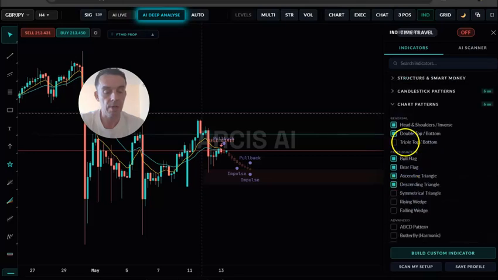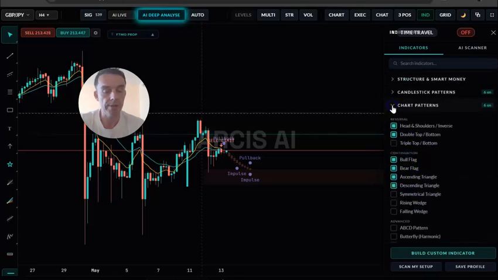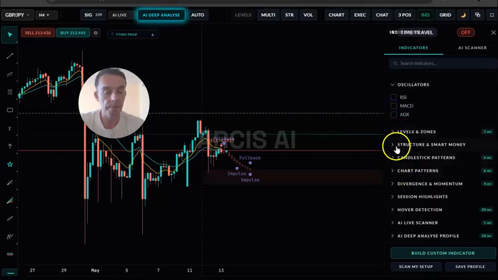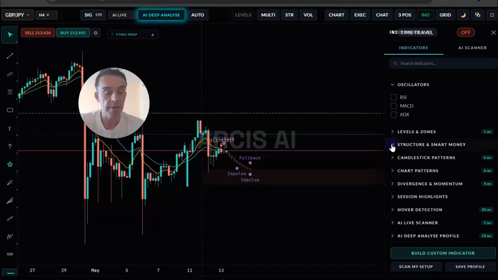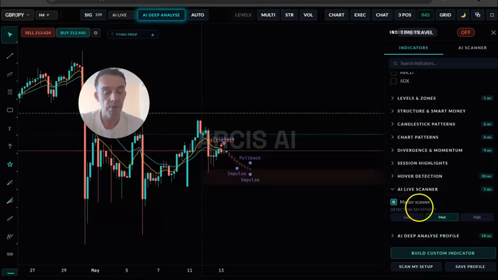We have different chart patterns. If you wanted to look for chart patterns, structure and smart money, order blocks, supply and demand, fair value gaps. Everything's in there for the AI live scanner. So you can program it for low detection sensitivity.